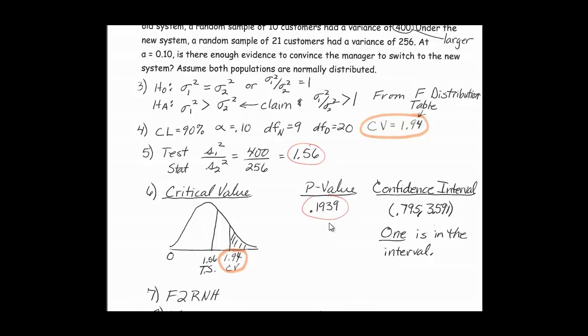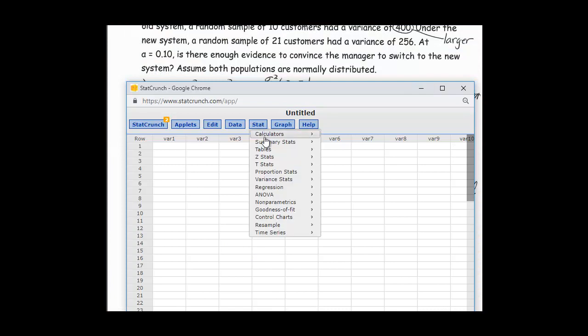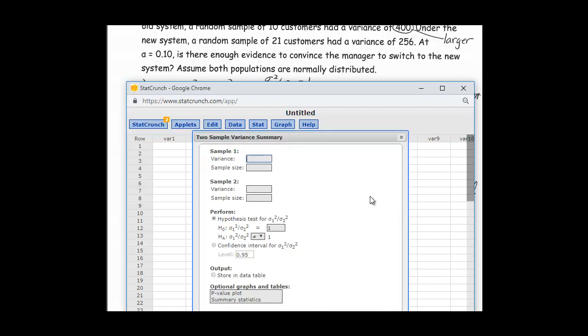Now the p-value, you're going to have to go to StatCrunch, and I definitely want you to be able to do all of these on StatCrunch. You're going to go to Statistics, down to Variance Statistics, to Sample, and this time with Summary. So it's set up for you. You put your data in for each sample. My first variance was 400. The sample size on that was 10.